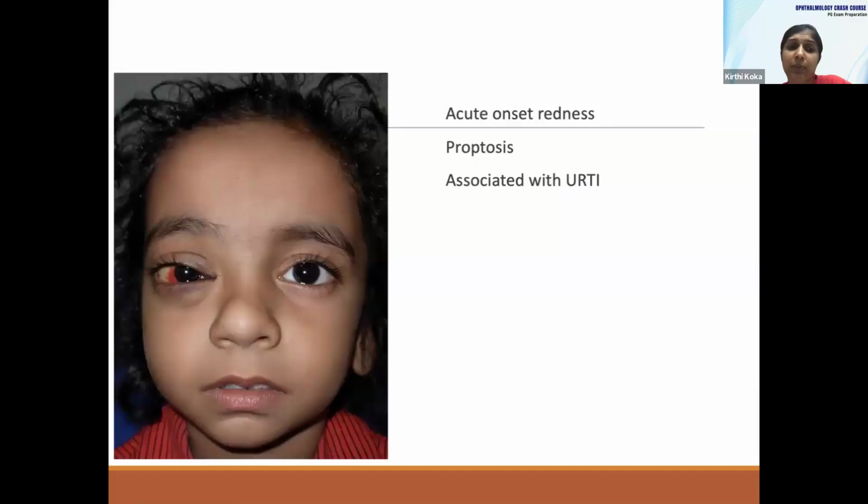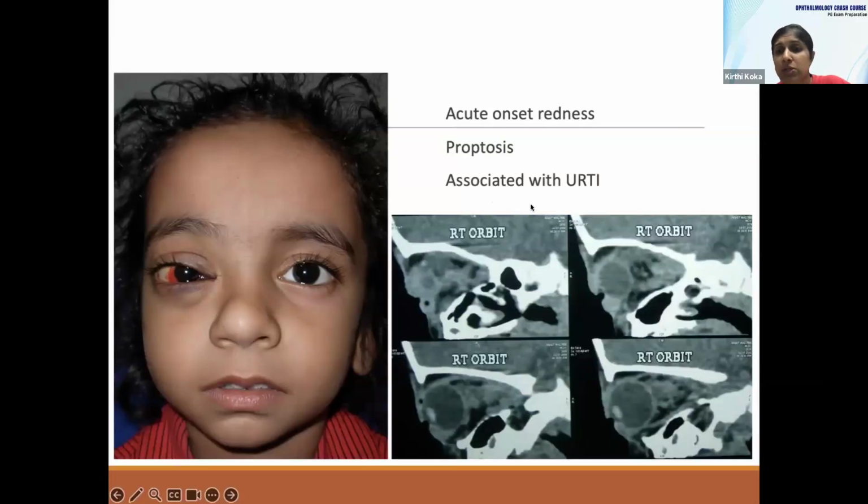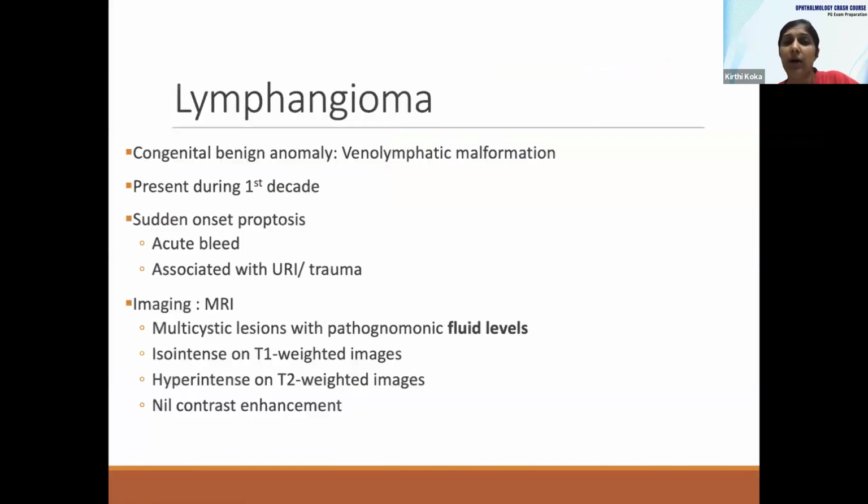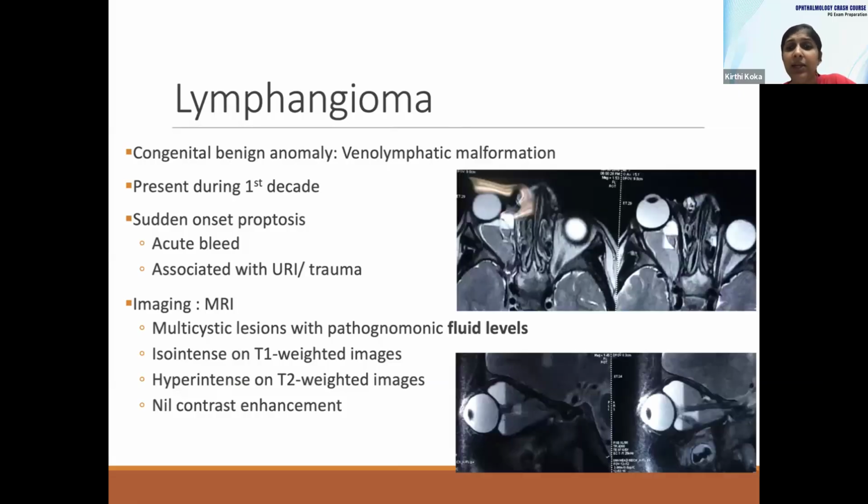Here is a child who was completely normal, but sudden onset, you can see this proptosis in this child after upper respiratory tract infection. And here you can see an ill-defined lesion which is having vascular spaces, which is seen in the intra and extraconal space. So what is this? It's a lymphangioma which worsens post a URI. So you need to know this is also a common benign lesion which is seen in children generally in the first decade of life and very characteristic on imaging. This can be kept as a spotter for you all.